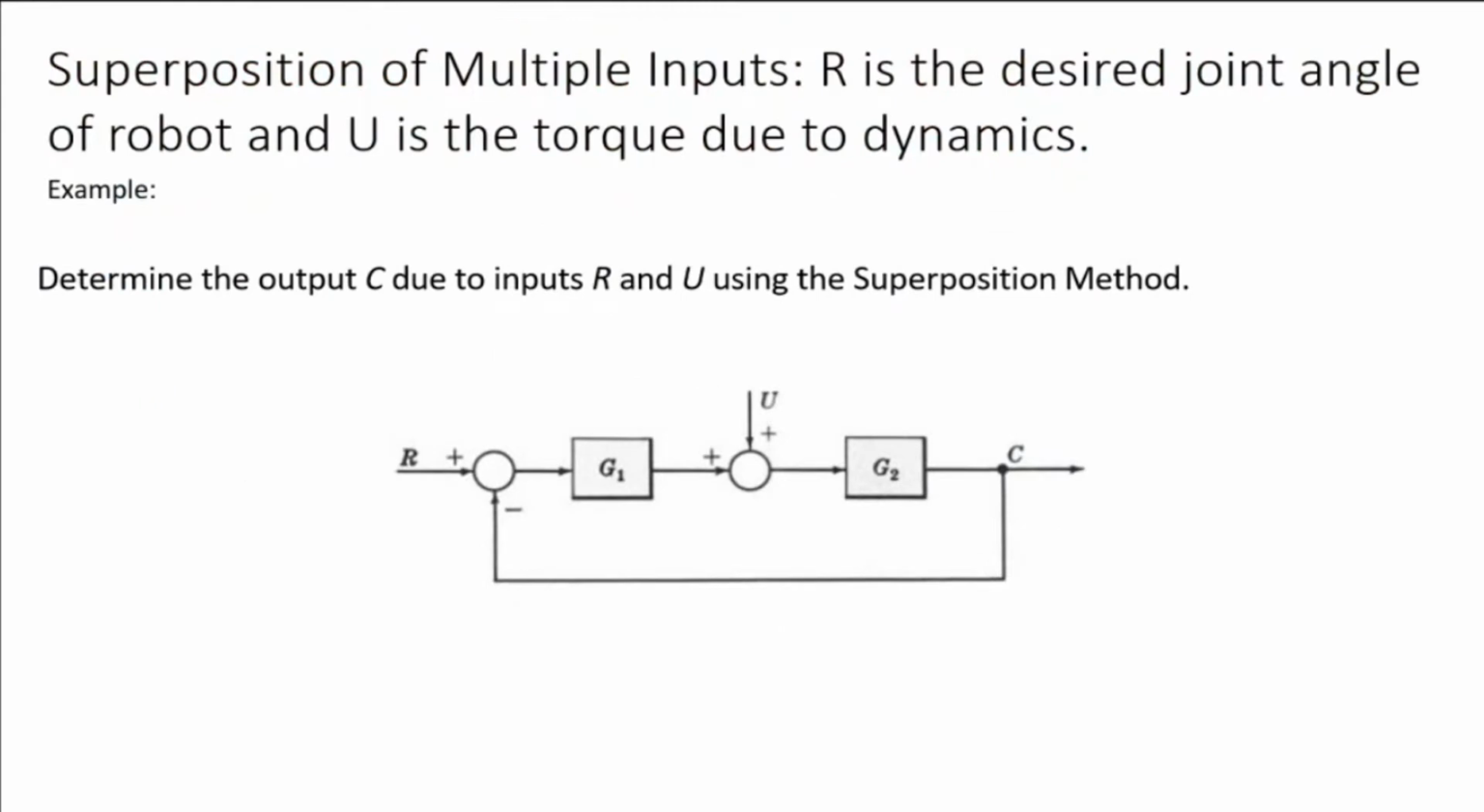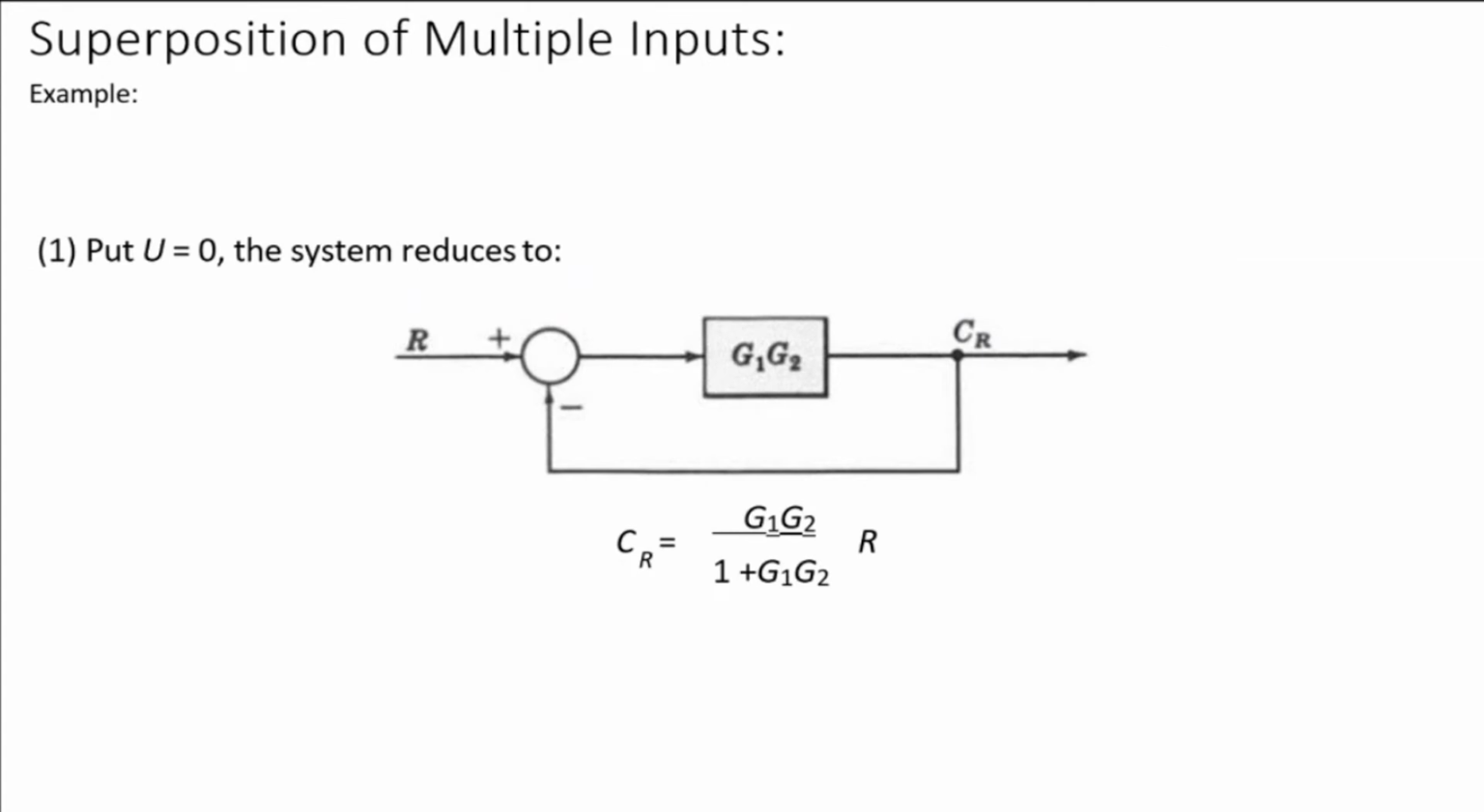Okay, so determine the output C due to inputs U and R using the superposition method, which basically says that you consider one input at a time and simply add the transfer functions. So first, for this model we put U equal to 0. That means we have only one input R, and we get the transfer function, which is very simple. We get G1 G2 over 1 plus G1 G2.